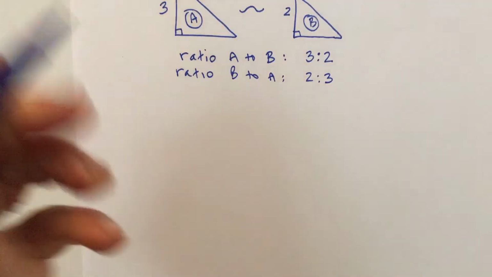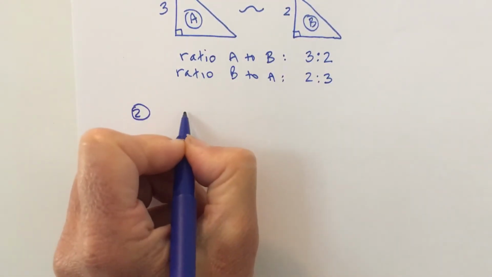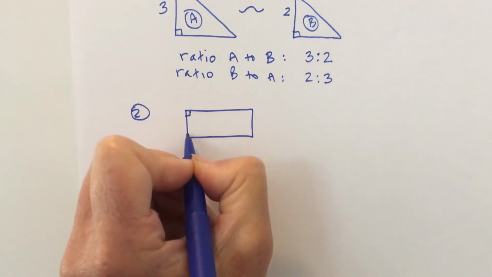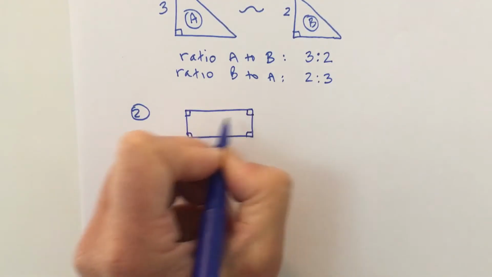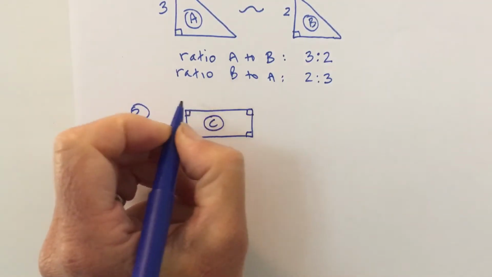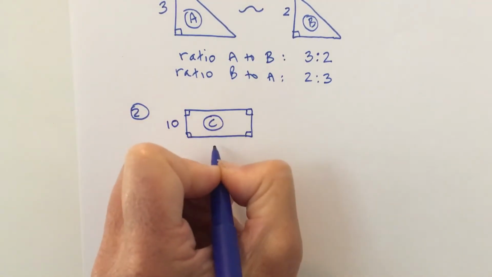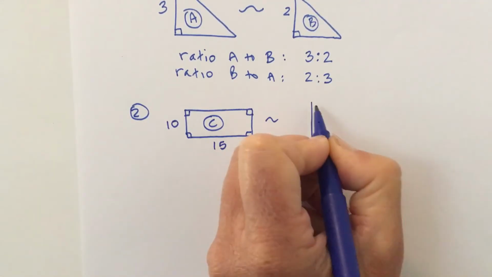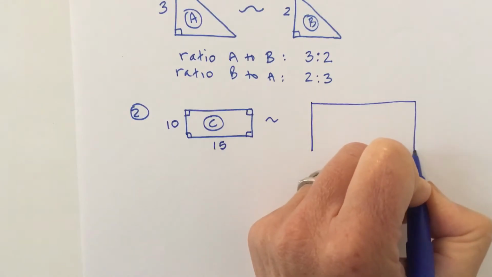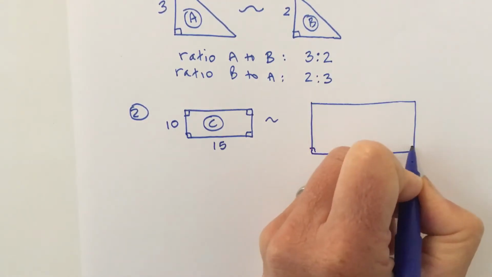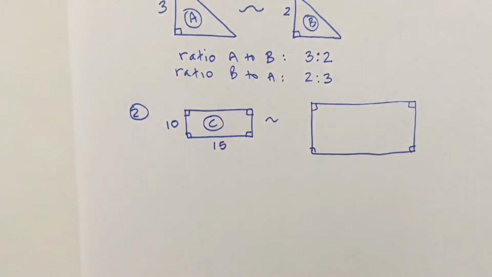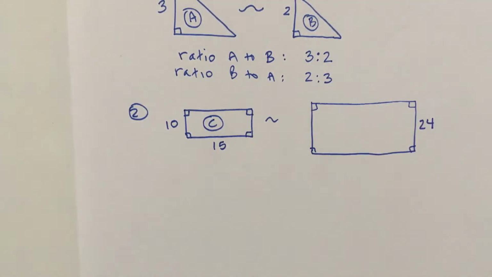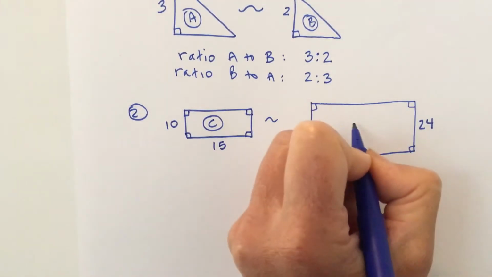Okay. This one, I want you guys to draw a rectangle. Okay, so let's put those right angles on there since it's a rectangle. We're going to call that shape C, and I'm going to put that this is 10 and this is 15. Okay, and then I'm going to put a little similar symbol. Draw a much bigger rectangle. Their angles are still 90 because, of course, the angles won't change. But I'm going to put that this is a 24 now. Okay, and then I'm going to call this shape D.